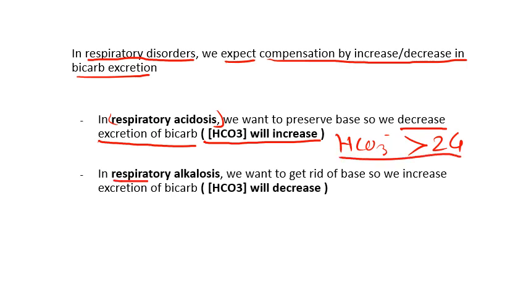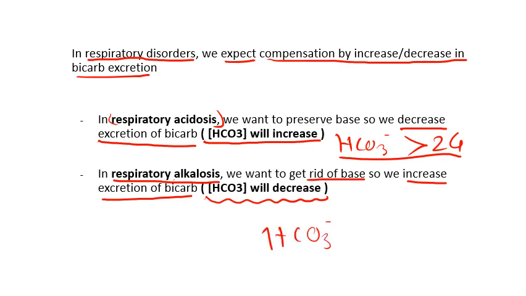In respiratory alkalosis, however, we want to get rid of base because we already have base. So we increase the excretion of bicarb. As a result, bicarb concentration in the blood will decrease. So bicarb concentration in acute isolated respiratory alkalosis will often be less than 24.